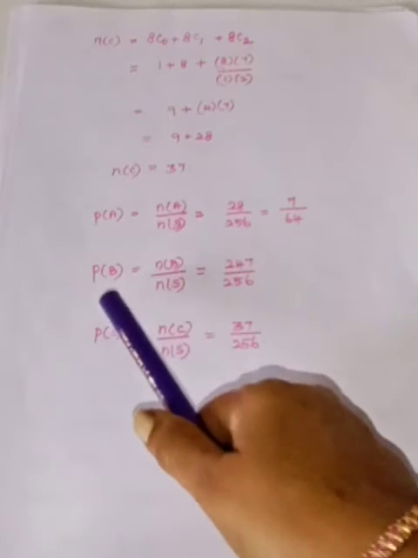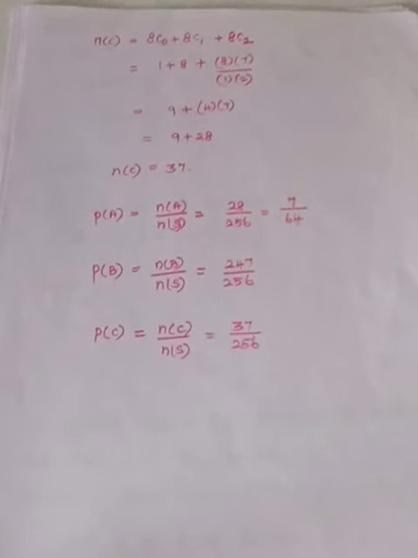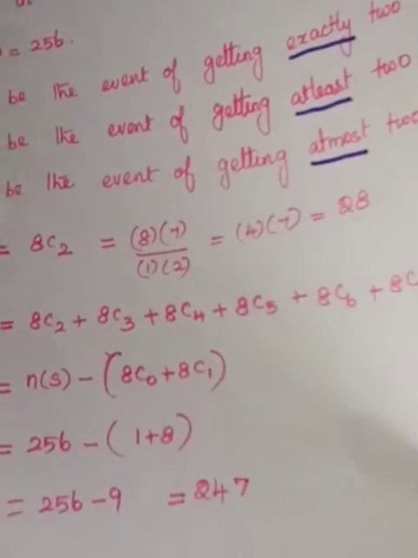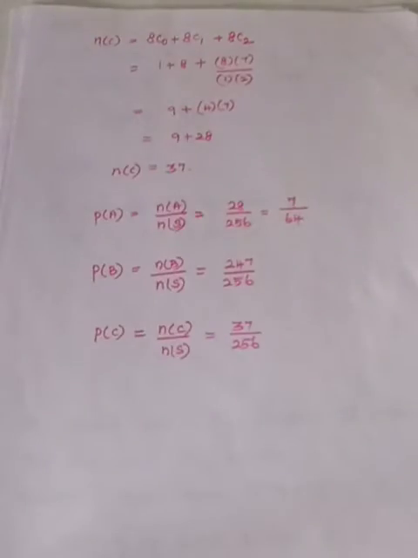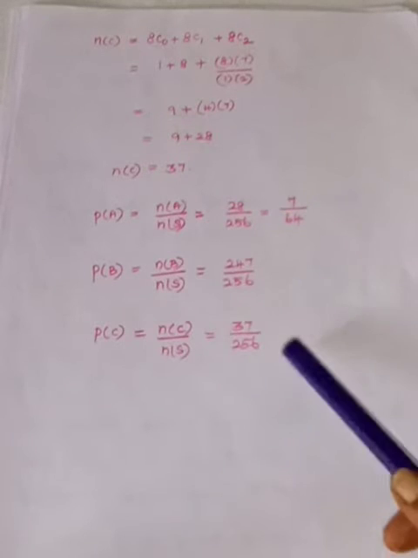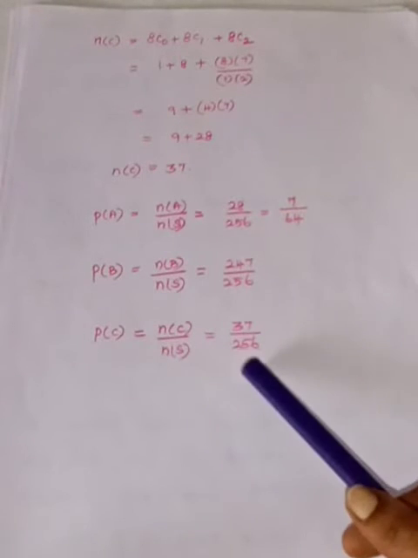And P of B is equal to n of B by n of S. N of B we have found is 247, divided by 256. And P of C is n of C by n of S. N of C we have found is 37. So n of S is 256.